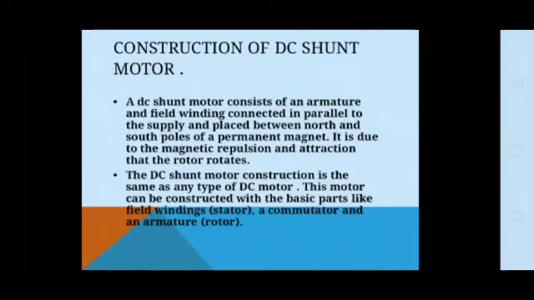Next point, construction of DC shunt motor. A DC shunt motor consists of an armature and field winding connected in parallel to the supply and placed between north and south poles of the permanent magnet. It is due to magnetic repulsion and attraction that the rotor rotates. The DC shunt motor construction is the same as any type of DC motor. This motor can be constructed with the basic parts like field windings, a commutator and an armature rotor.